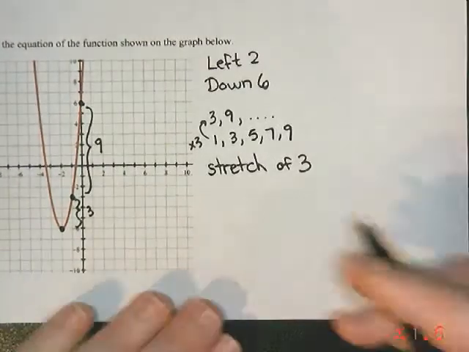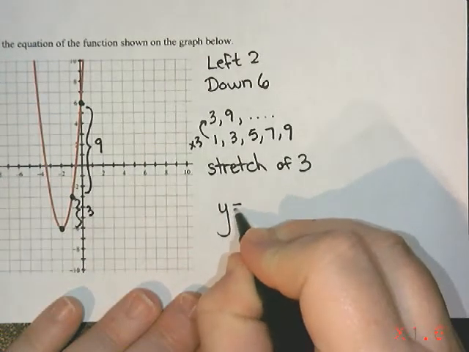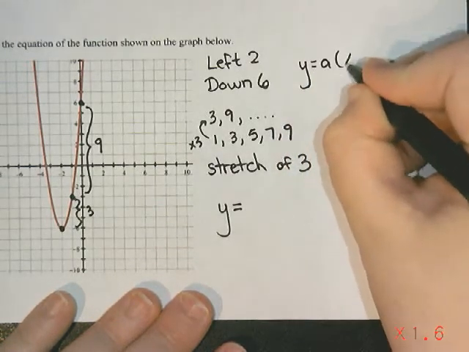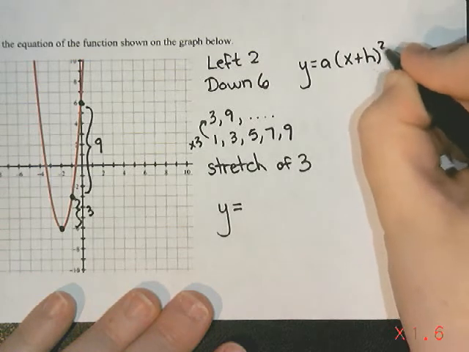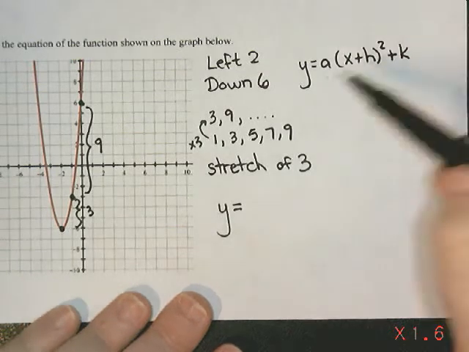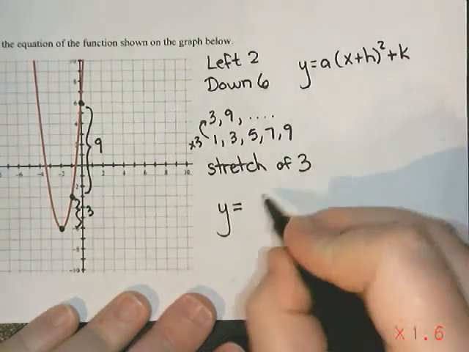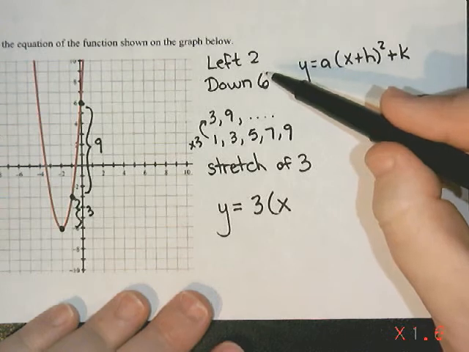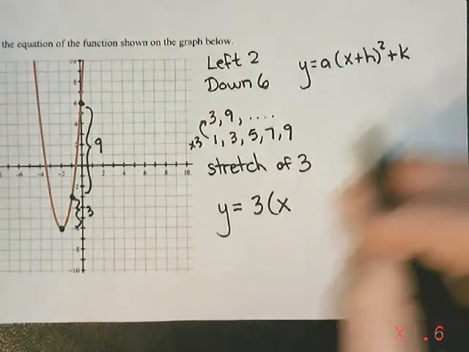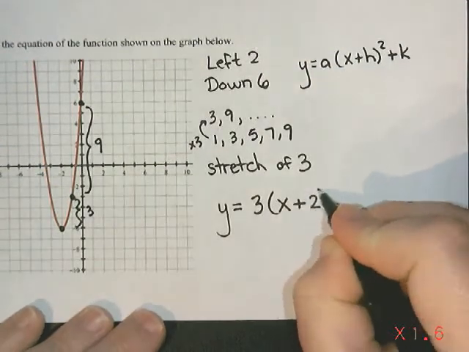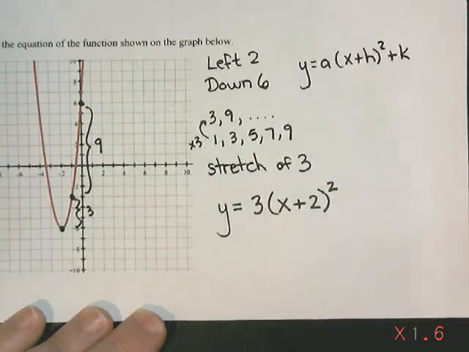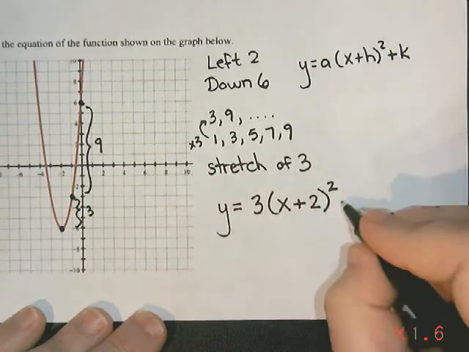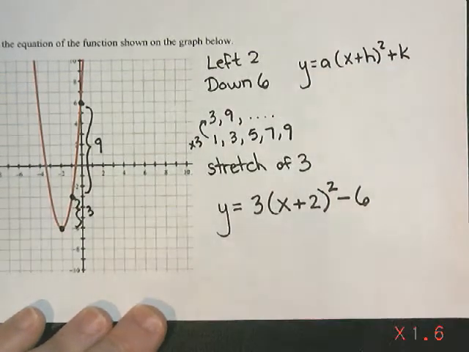So I'm going to try to write my equation. We're going to say y equals, and normally the equation follows the pattern a(x + h)² + k. So the a is going to be my stretch, so that's the 3. And then I have x + h. Well, we're going left 2, so left 2 is a plus 2. If we were going right 2, we would have done minus 2, and then a square. And the plus k, we're going down 6, so we're actually going to subtract 6. And there's my equation.